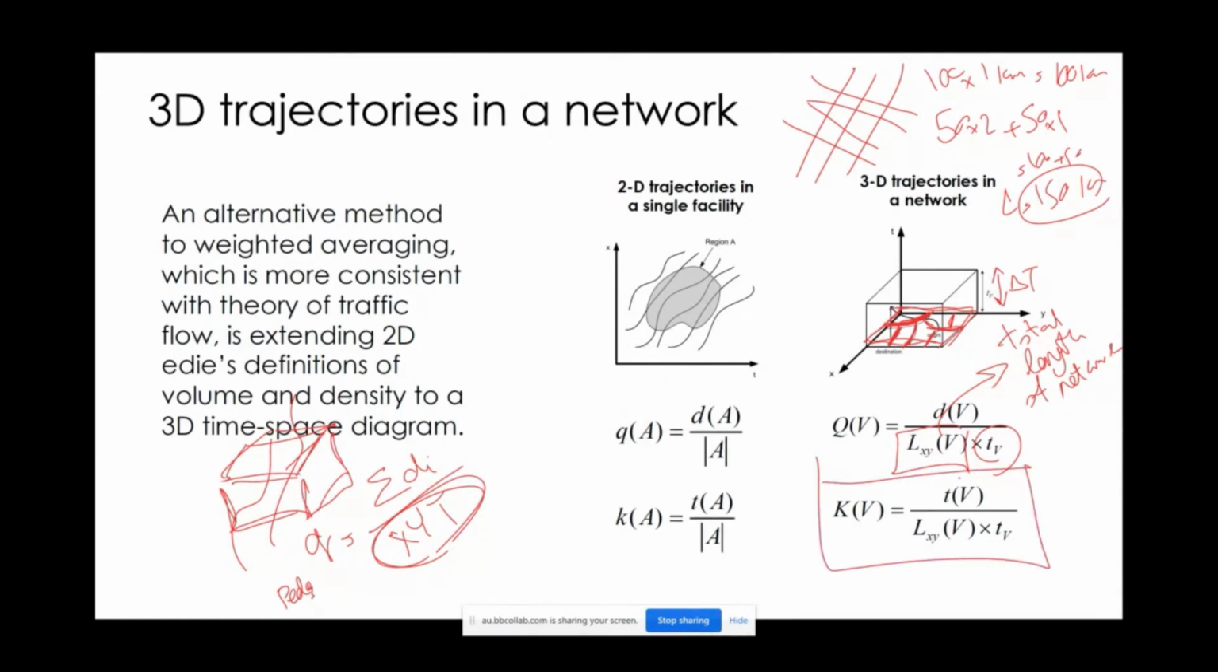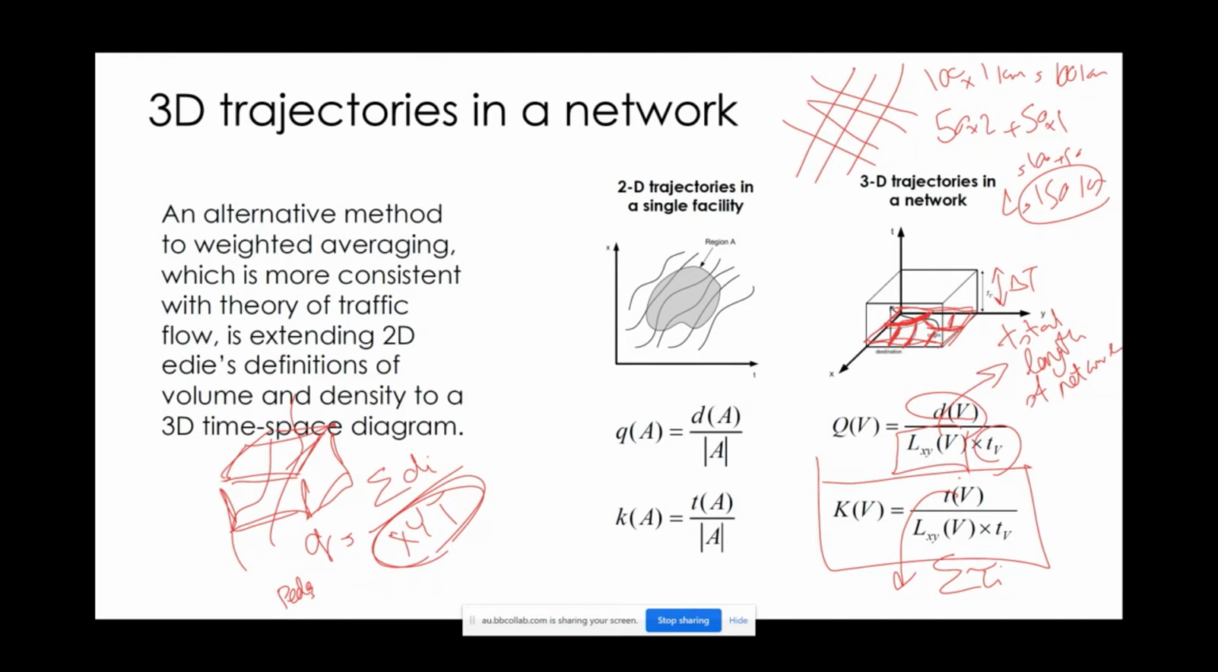Similarly, we can calculate average network density. Flow would be the summation of distance traveled divided by that denominator, and density would be the summation of the travel times of all the trajectories entering and exiting this cube, divided by the same denominator.